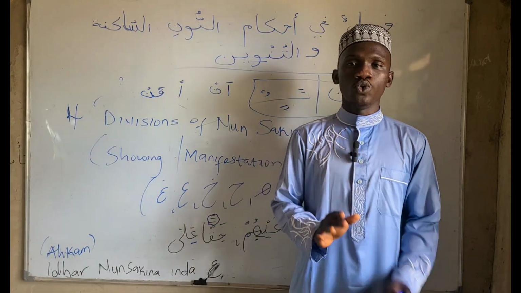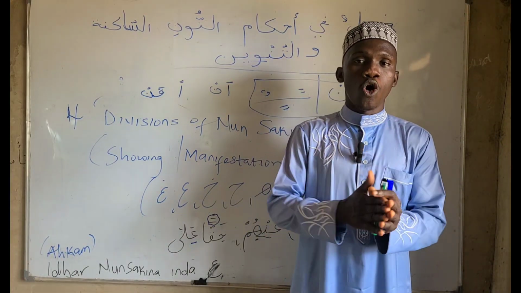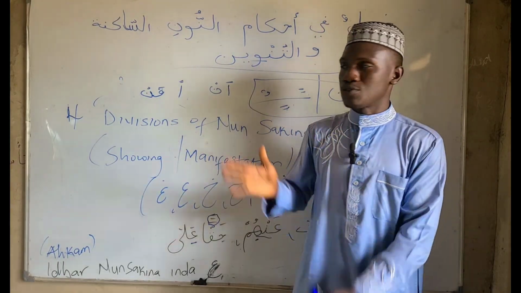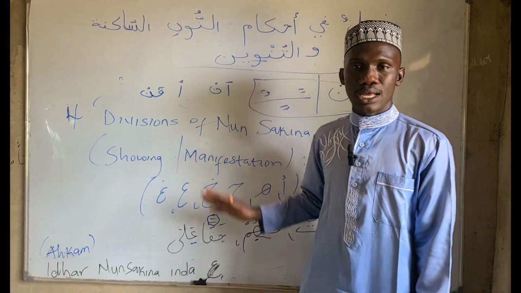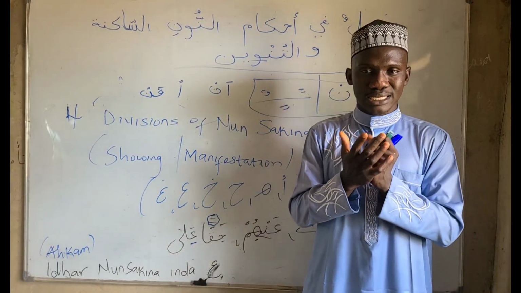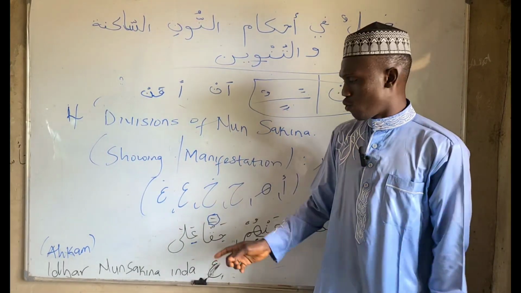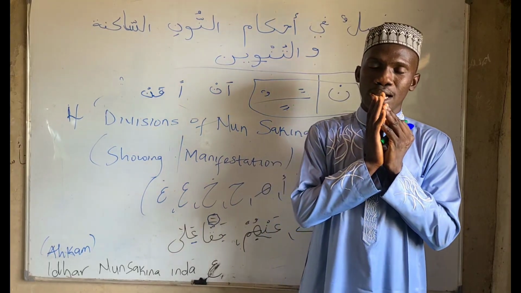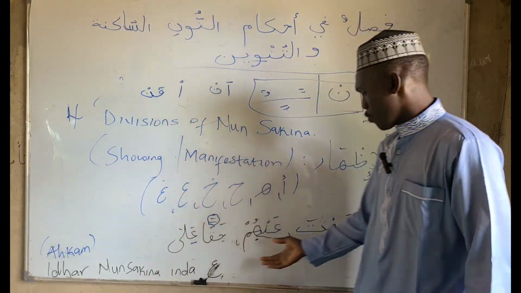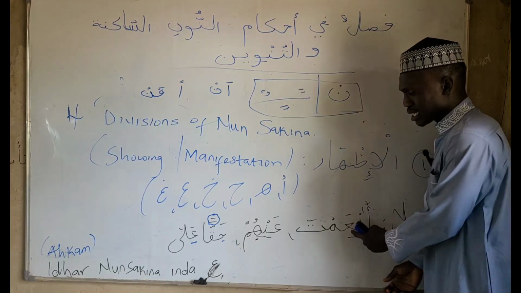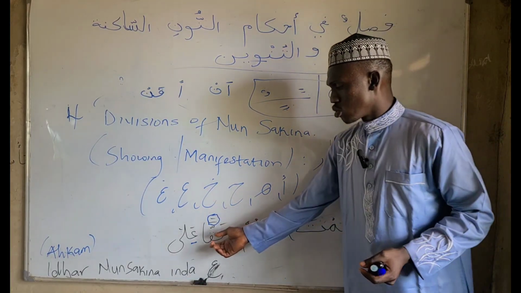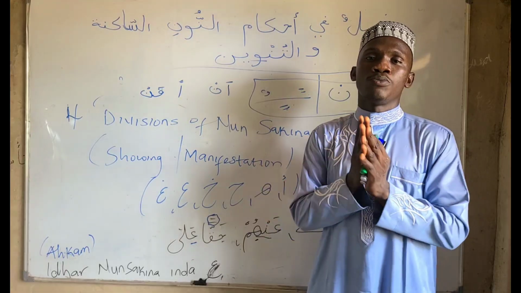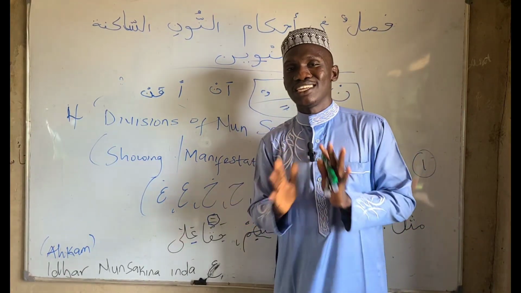And the assignment for you, so that I will know, or you will know that you really understand what we have just discussed in this class, is that you find 5 examples of idhar nun sakinah and 5 examples of idhar tanween. I will be expecting it to be submitted in the comment section.